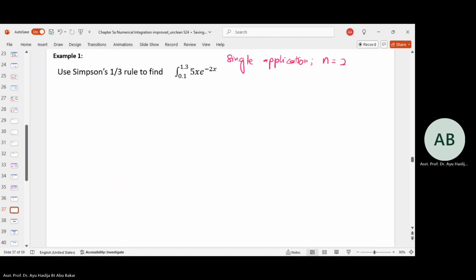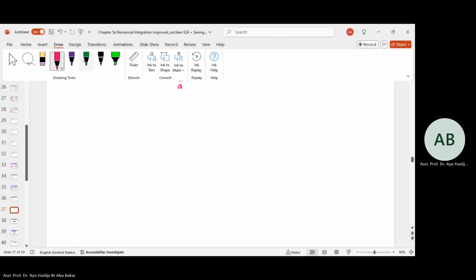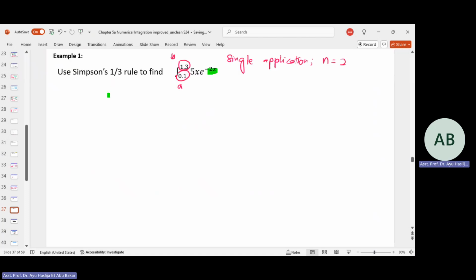Now, identify your A and B. This is your A. This is your B. Then, this part is your function. 1/3 needs minimum 3 points, so 3 points, n equals 2. That's the rule for Simpson.